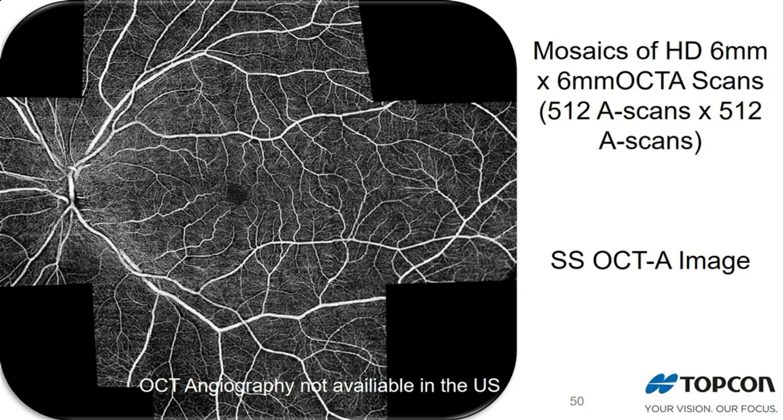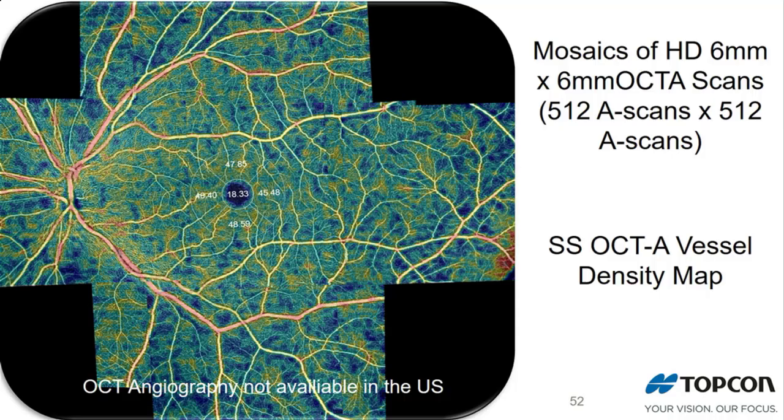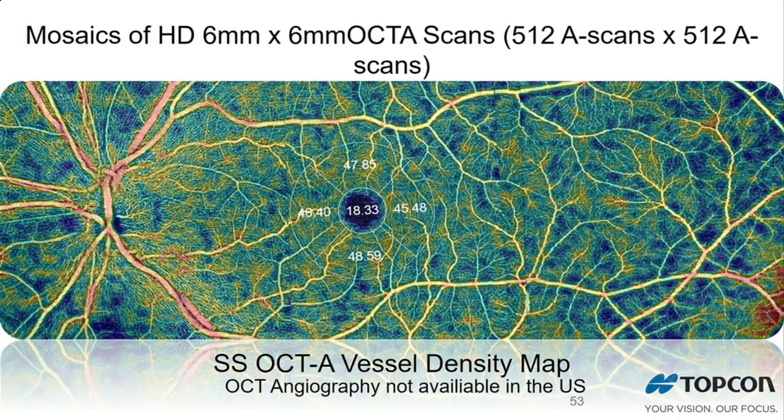So here you can see with the mosaicing how much detail you're able to get. But you can zoom into it, and because of the dense data set, you can see all of the vessels of the foveolar vascular zone, and you see all of the radial peripapillary capillary network. Additionally, you get the density values of the superficial layer, and here you can see it zoomed in.